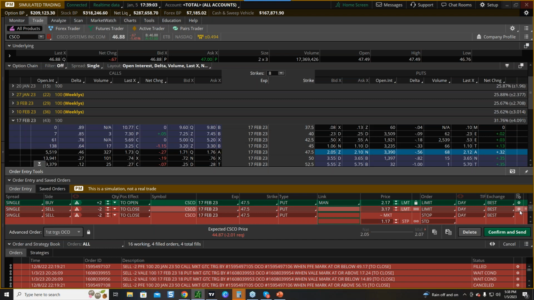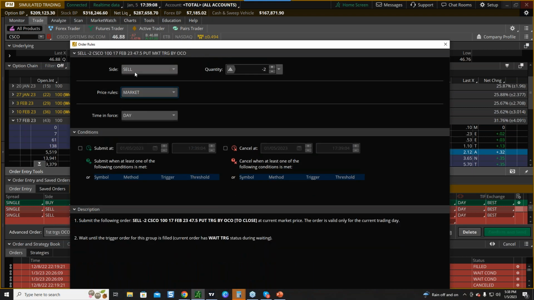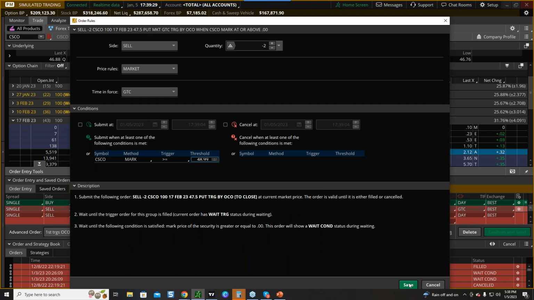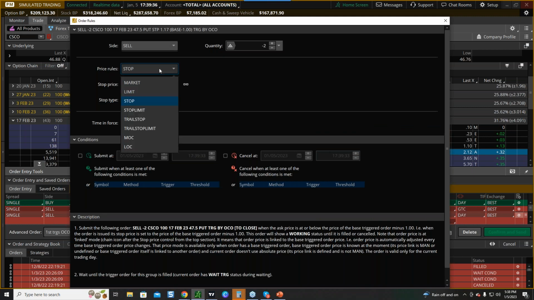I'm going to do the same thing. The difference is I'm going to sell, see the sell? I'm going to sell at the market of the option premium. I'm going to leave this good till close. I'm going to set my stop loss. I always set my stop loss first. So I want to exit the trade if Cisco marks at or above 48.99. Now, mind you, this ticket doesn't matter unless the first condition is met. The first green ticket must be met or this trade cancels.